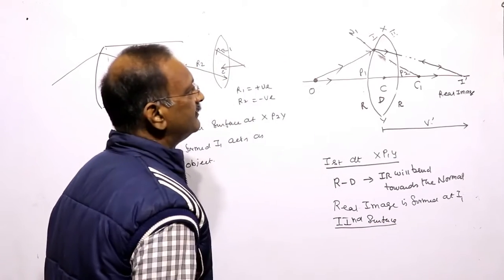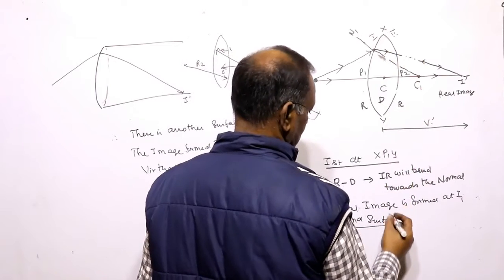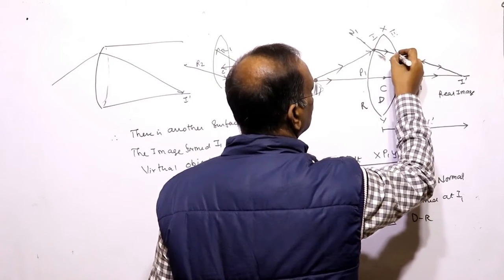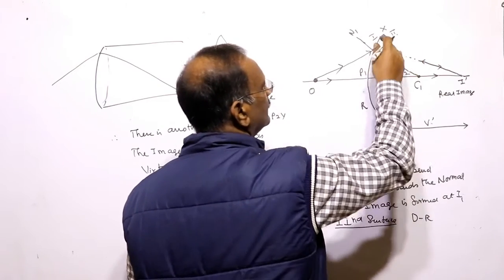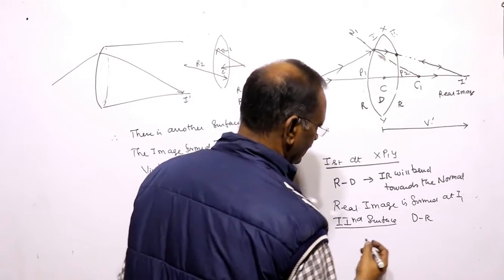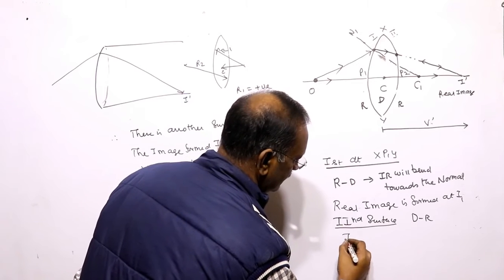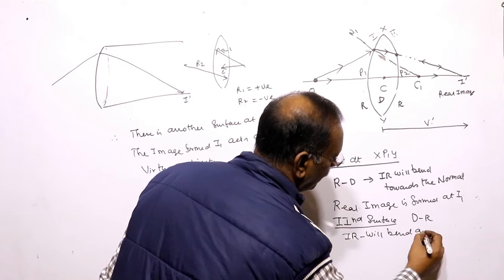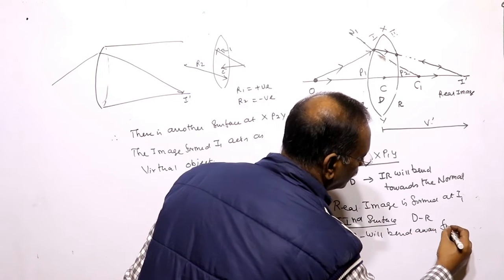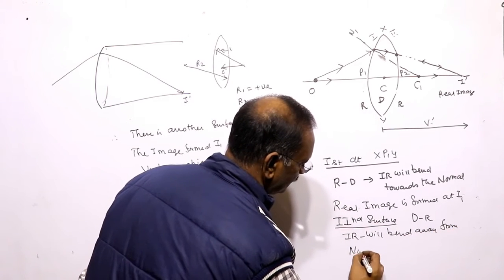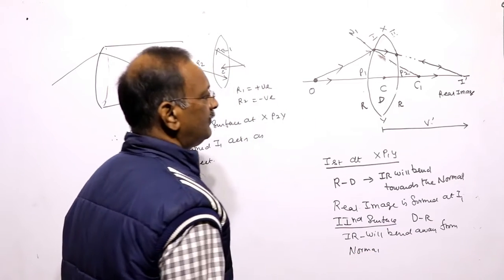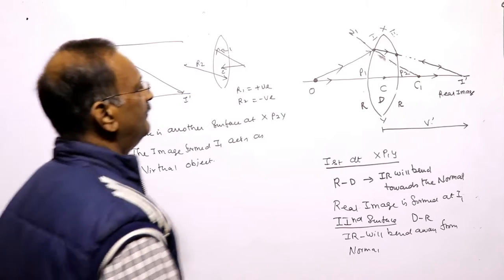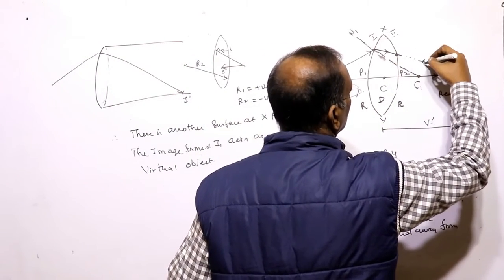What will happen in the second surface? Here it is happening from denser medium to rarer. This is denser, this is rarer. So refraction takes place at this boundary, from denser to rarer. Denser to rarer means the incident ray will bend away from the normal. So when it is bending away from normal, when the rays are coming like this, it should go like this.